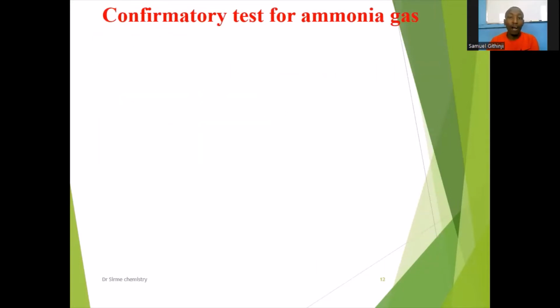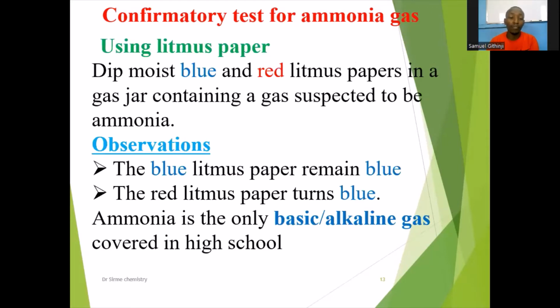Now, how do you confirm the presence of ammonia? Good. One way to confirm the presence of ammonia is the use of a litmus paper. You can use the red and blue litmus paper. Then you observe. If you subject moist red litmus paper and a blue one to a gas jar containing ammonia, the observation will be the blue litmus paper remains blue. It is alkaline. The red litmus paper will go blue, as you can see here. Ammonia is an alkaline gas, and again, it's the only alkaline gas that we cover in high school. So that is a distinctive feature that can help you distinguish ammonia from other gases.